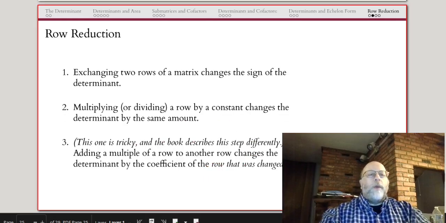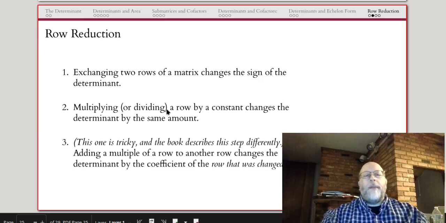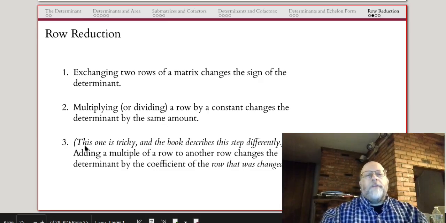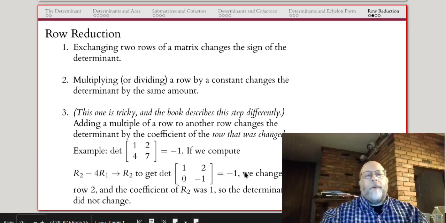Here's the third rule. We can replace a row with a linear combination. Now this is a little tricky, and the book describes this a little differently, but let's work through this. Adding a multiple of a row to another row changes the determinant by the coefficient of the row that was changed. Let me show an example.